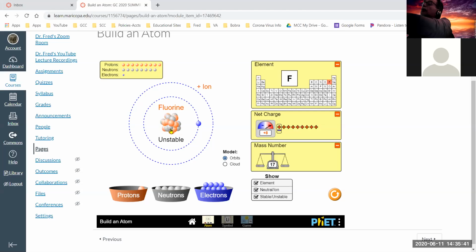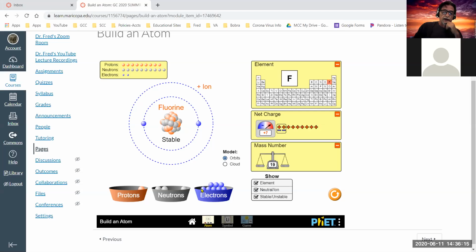Fluorine, for example, has 9 protons, 9 electrons, and it should be 10 neutrons. One more. There's our most stable, or most common, isotope. Now we're going to add electrons, because fluorine's atomic number is 9. I've added 1 already. Our net charge is a +8 because we've got 9 protons in there and 1 electron.